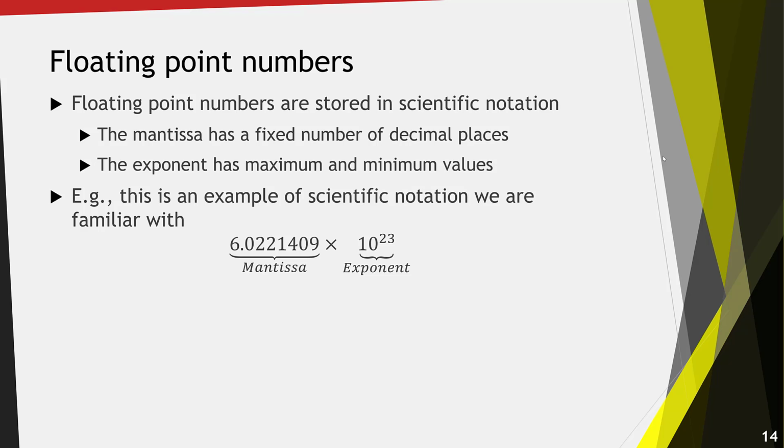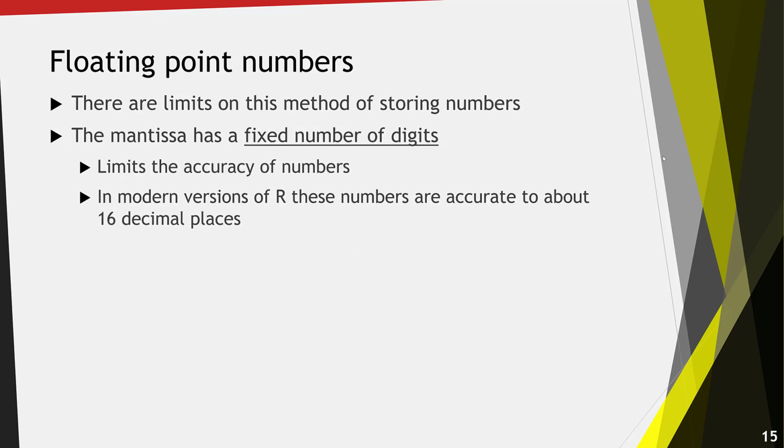So an example of scientific notation that we're familiar with is Avogadro's number here, where we have 6.0221409 times 10 to the 23rd power. The mantissa is the front part, and the exponent is the 10 to the 23rd part. There are limits on this method of storing numbers. The mantissa has a fixed number of digits, and so that limits the accuracy of numbers. In modern versions of R, these numbers are accurate to about 16 decimal places.